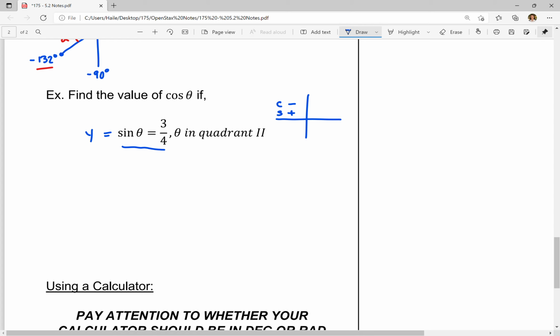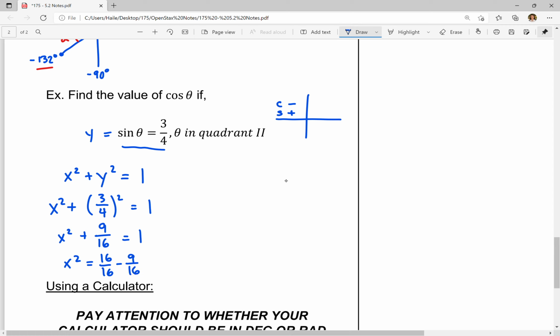So we can use the equation of the unit circle. We can say x squared plus y squared is equal to 1, and we know that y is equal to 3/4 because it was given to us in the problem. So we can say x squared plus 3 over 4 squared is equal to 1. And if I square 3 over 4, I square the top, so I get 9, and I square the bottom, so I get 16. So now I have x squared plus 9 over 16 is equal to 1. So if I subtract 9 over 16 to the other side, I have x squared is equal to 16 over 16 minus 9 over 16, which is equal to 7 over 16.